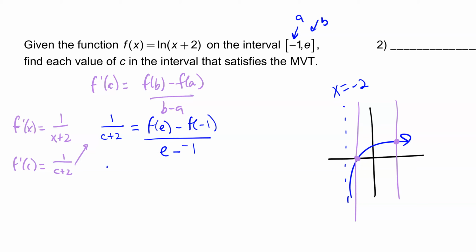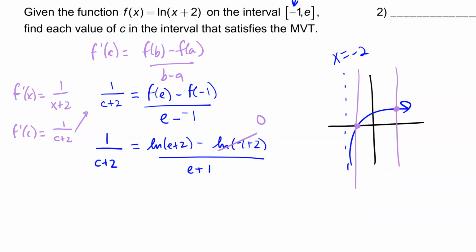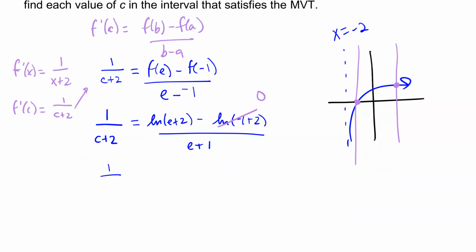I'm trying to show you every step, showing you how we have the left side equal to the right side and we solve for c. f of e, plug in e. So I have ln of e plus 2 minus ln of -1 plus 2, all over e plus 1. Well, -1 plus 2 is just 1. ln of 1 is 0. So I'll have 1 over c plus 2 is equal to ln of e plus 2 over e plus 1. I'm going to pause here and make sure we're good.